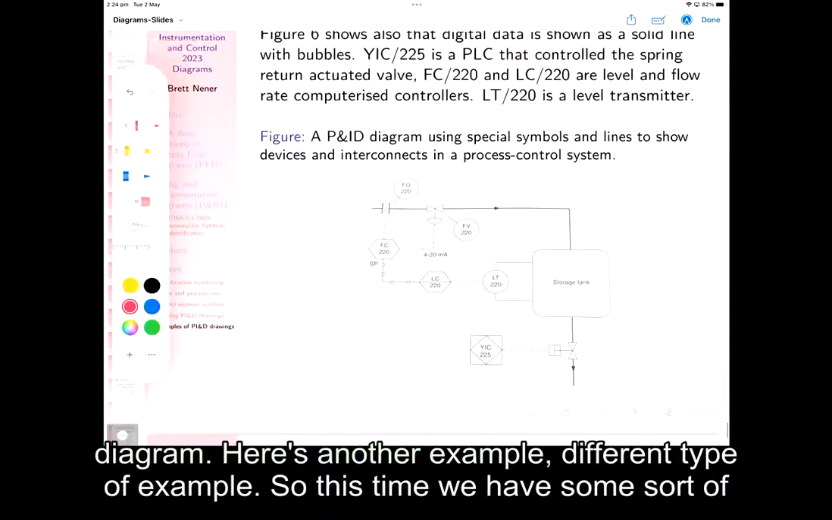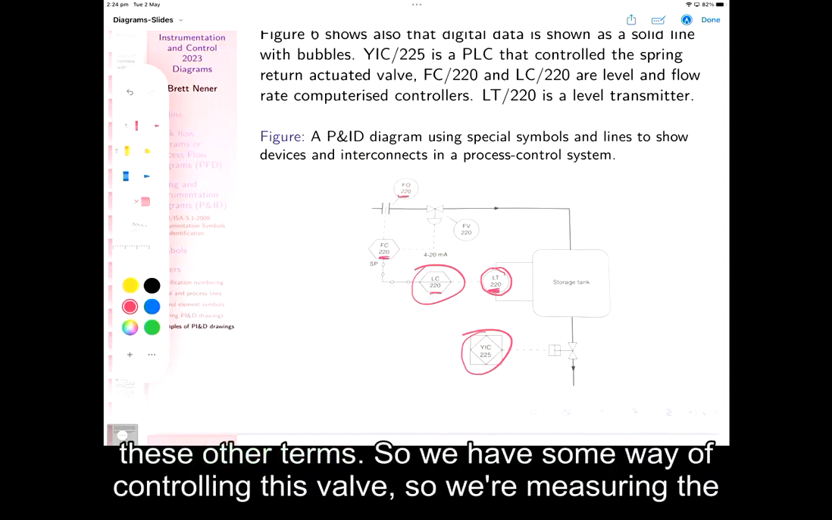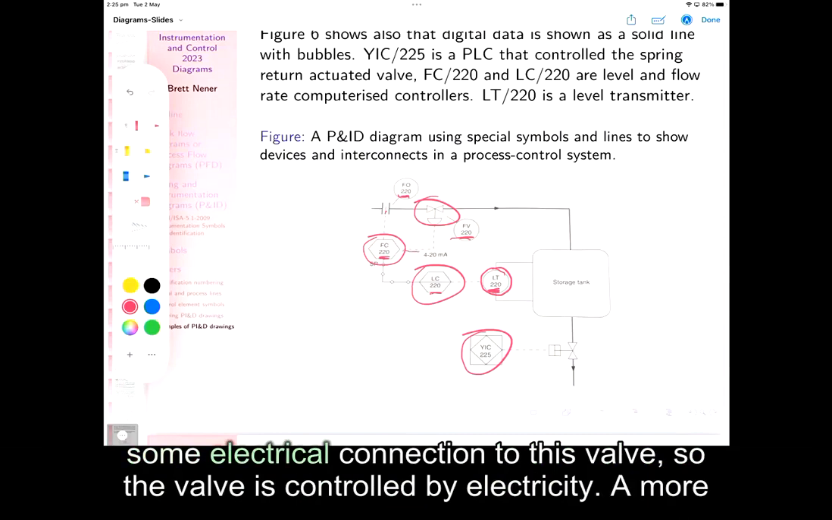Here's another example, a different type of example. This time we have some sort of computing device. Here we have a PLC. We have a level transmitter here. It's linked up to all these other items. So we have some way of controlling this valve. We're measuring the flow, so there's some sort of computation that's gone in after we've measured the flow. There's some electrical connection to this valve, so the valve is controlled by an electrical signal.